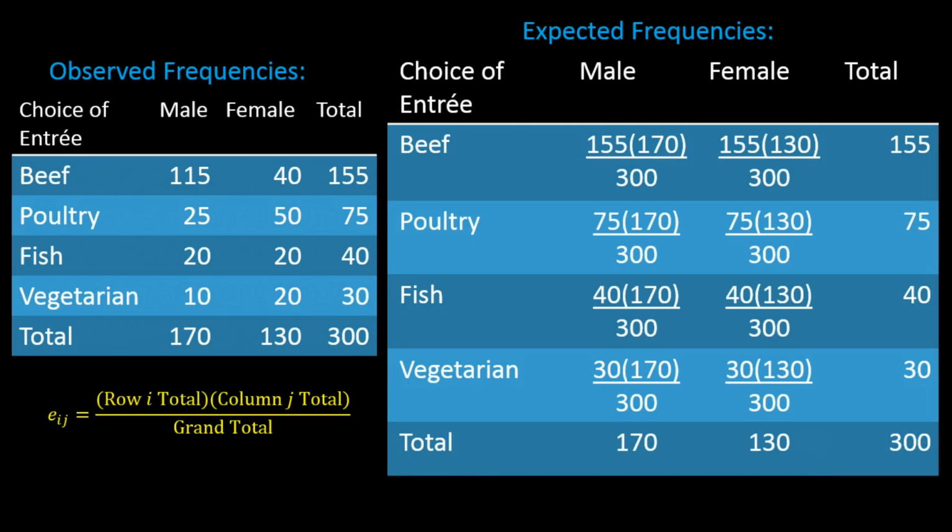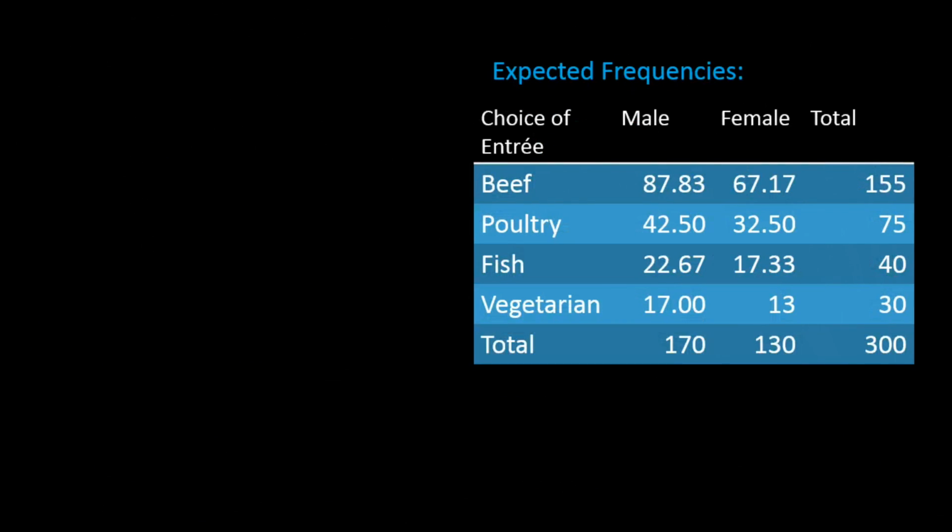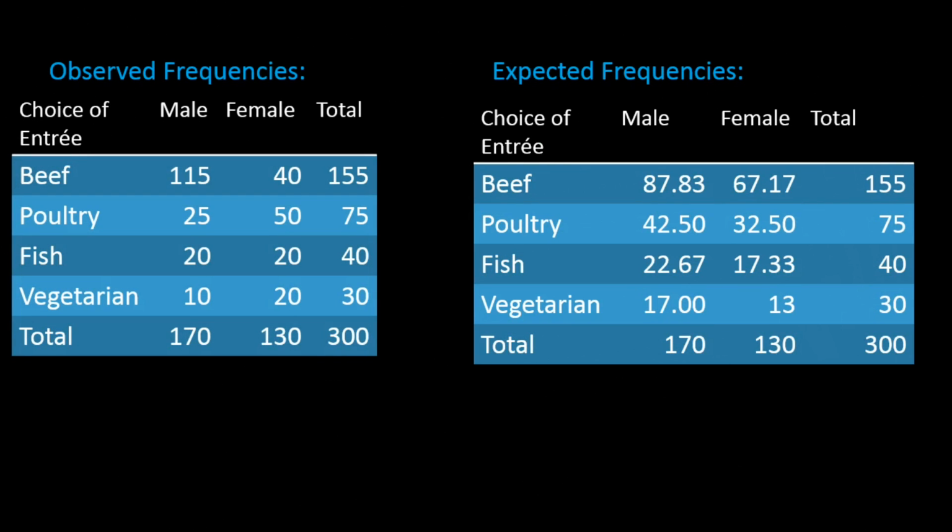We just have to do the math on each cell, but I hope you get the idea of how to construct this table of expected frequency counts: row total times column total over grand total. Here is the table with all the numbers filled in. So now we have a table of observed frequency counts on the left and expected frequency counts on the right.